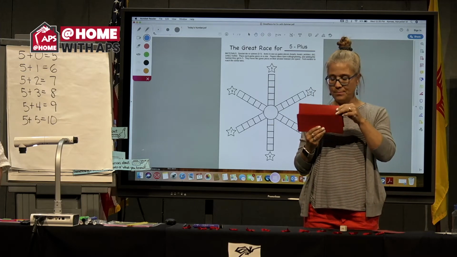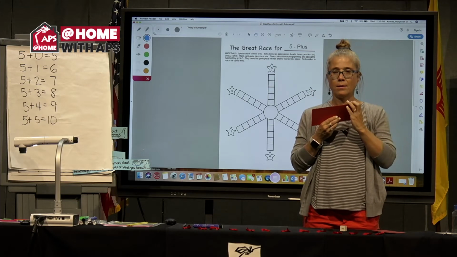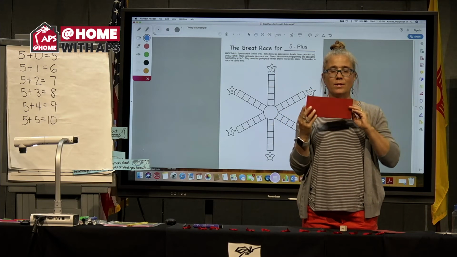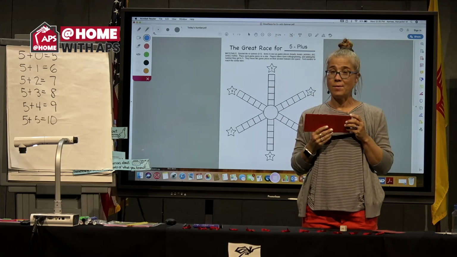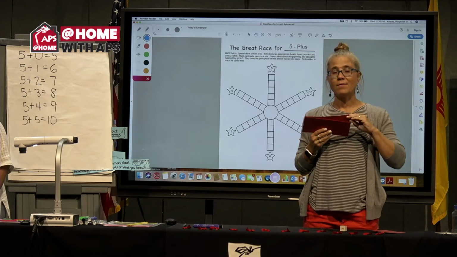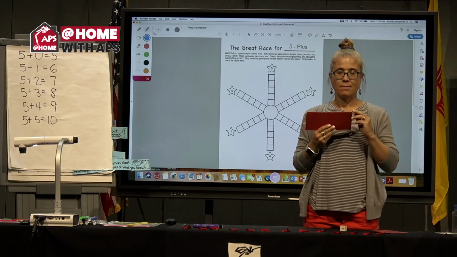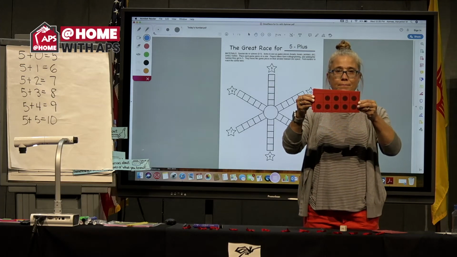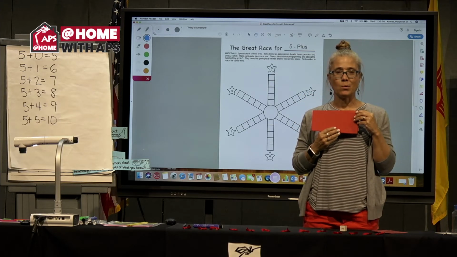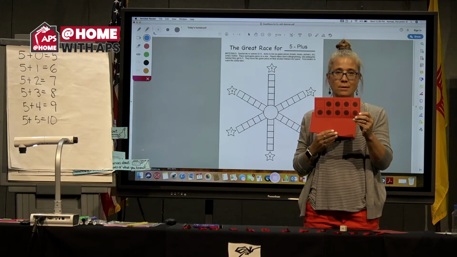Let's see, I'm going to move these around a little bit. Get your eyes ready. What did you see? Did you see 5 on the bottom? How many were on the top row? 3, and 5 and 3 makes how much? 8. Ready? What did you see? 5 and how many more? 5 and 4, and that makes how much? 9.